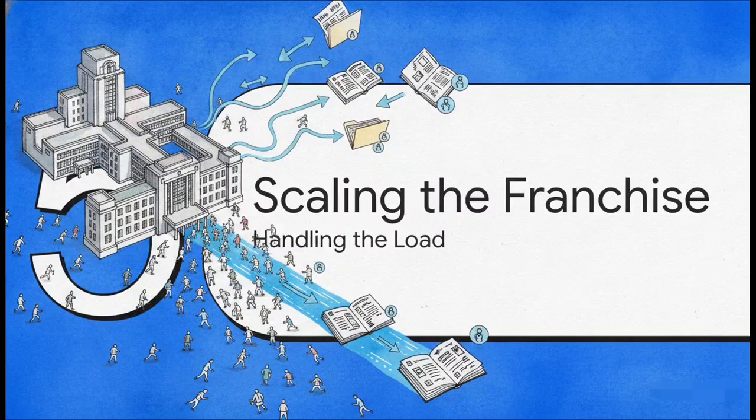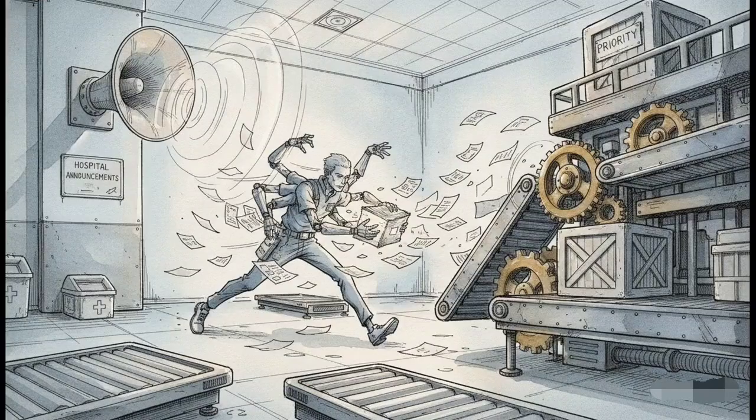Finally, we reach Section 5, Scaling the Franchise Operation, Handling the Load. At this point, the Citadel is fully operational, perfectly handling our single patient. But hospitals don't serve just one patient at a time, do they? What happens when 500 patients arrive simultaneously at the exact same moment, all asking for complex records involving multiple doctors? To prevent a total system collapse, the hospital relies on the scale floor.